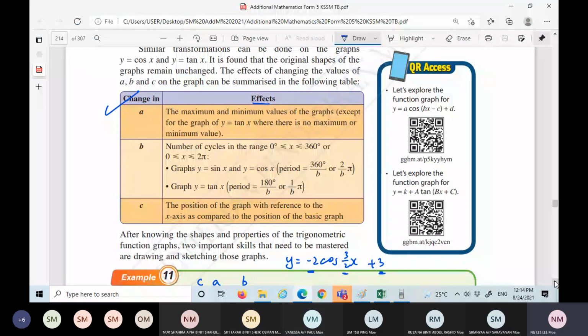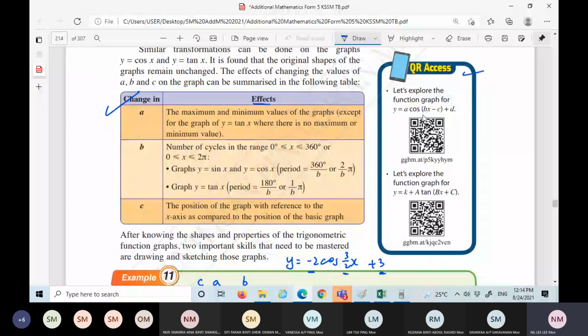Yes, teacher. Okay, so this one, if you want to explore more, you see this type of graph is even more complicated. If what we have learned before, you only have A, B, and C. But here you are involved with the D, because now inside the cos or inside the tangent or inside the sine, you have bx plus c, or bx minus c. Here is bx plus c. This one will be more complicated.